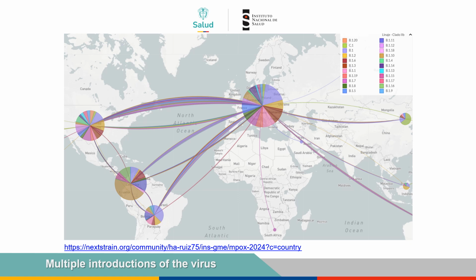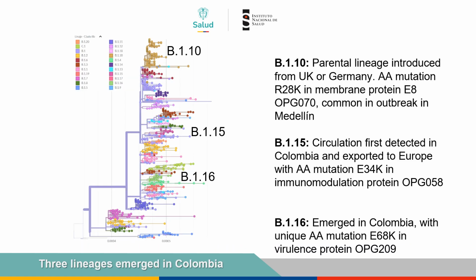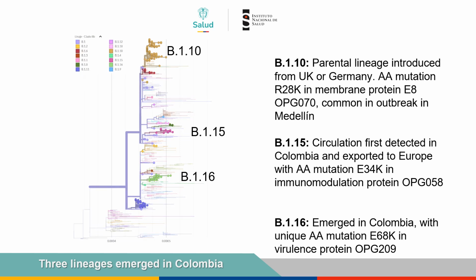The first introductions were coming from Europe, mainly from the UK, and later introductions happened from the United States and from South American countries such as Brazil and Peru. Three distinct lineages emerged in Colombia.